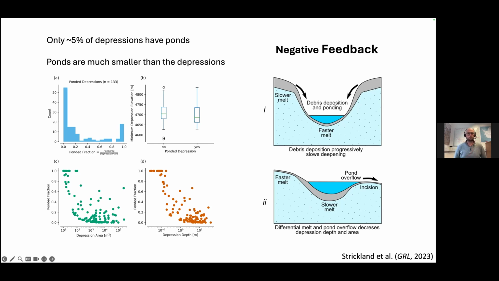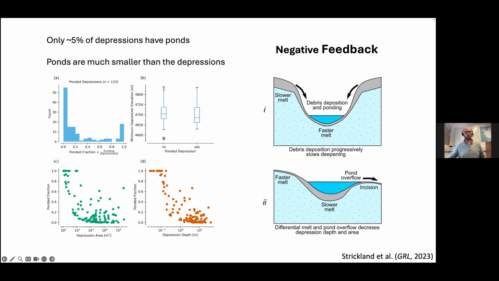So both of these are interesting observations to make because, like I said before, ice is impermeable to meltwater, so we should expect most, if not all, of these depressions to have ponds. And then we should also expect the depressions to be essentially filled with meltwater. And then as they fill, they would essentially encompass the entire depression area, but that's not what we see.